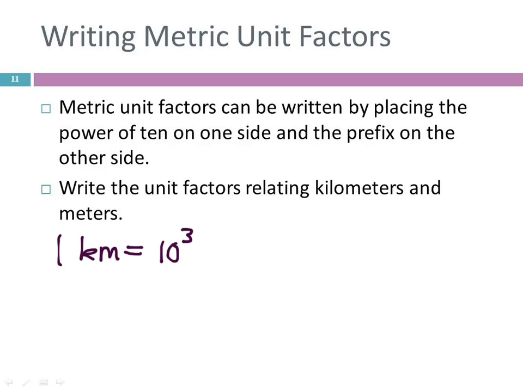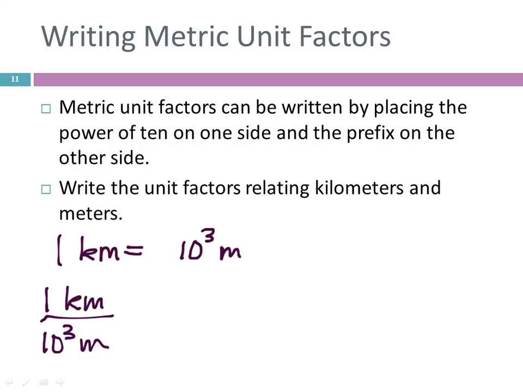Actually, let's do it this way. I need to leave a little space. 10 to the 3rd meters. Okay, so 1 kilometer. Kilo is an abbreviation, a nickname for 10 to the 3rd. So here I have the nickname times the unit. Here I have what it means times the unit. These two things are equal. So then I can make unit factors. I can put kilometer on top and meters on the bottom, or I can write it the other way around with meters on top and kilometers on the bottom.